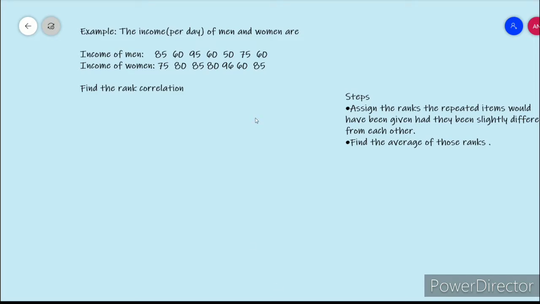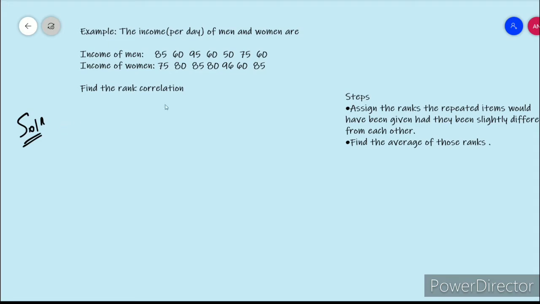Let us take another example. Here we have to find the rank correlation for this data set. So again, the steps: you assign the ranks. The repeated items would have been given had they been slightly different from each other, and find the average of those ranks.